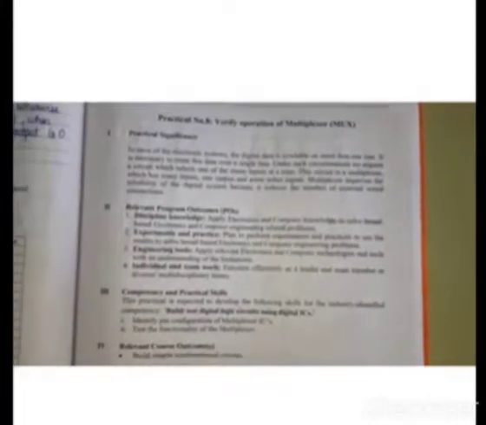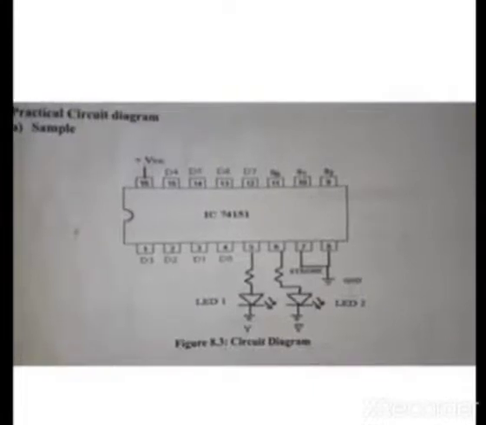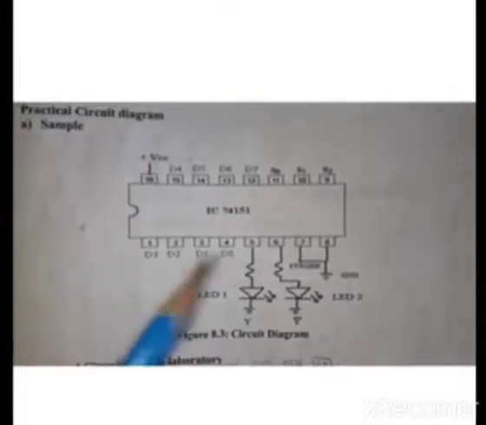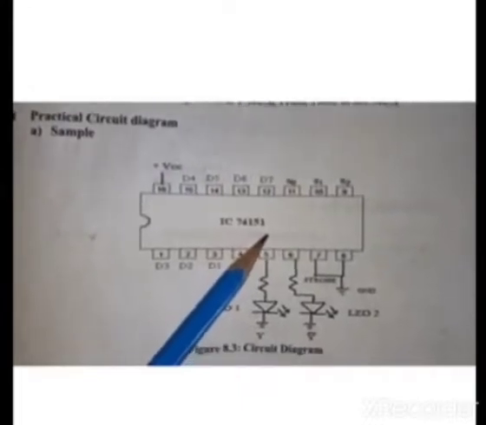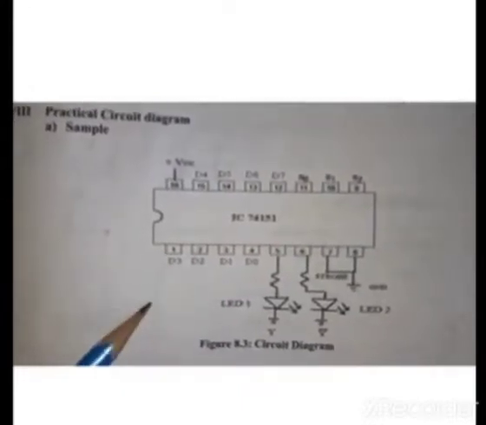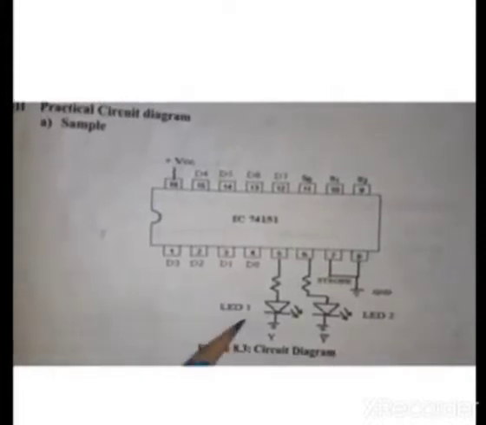Today I am going to perform experiment number 8, that is to verify operation of multiplexer. To verify the multiplexer we are going to use IC 74151. It is an 8:1 multiplexer. That means this IC has 8 inputs and 1 output.